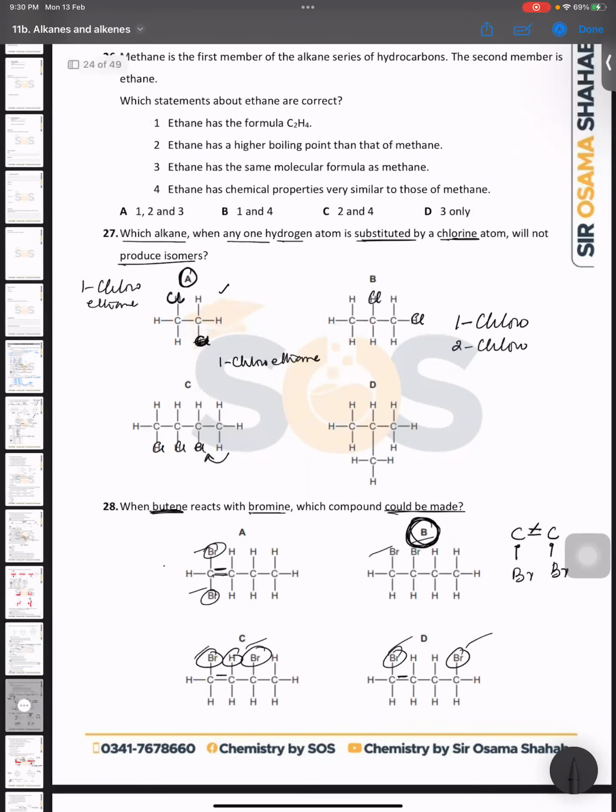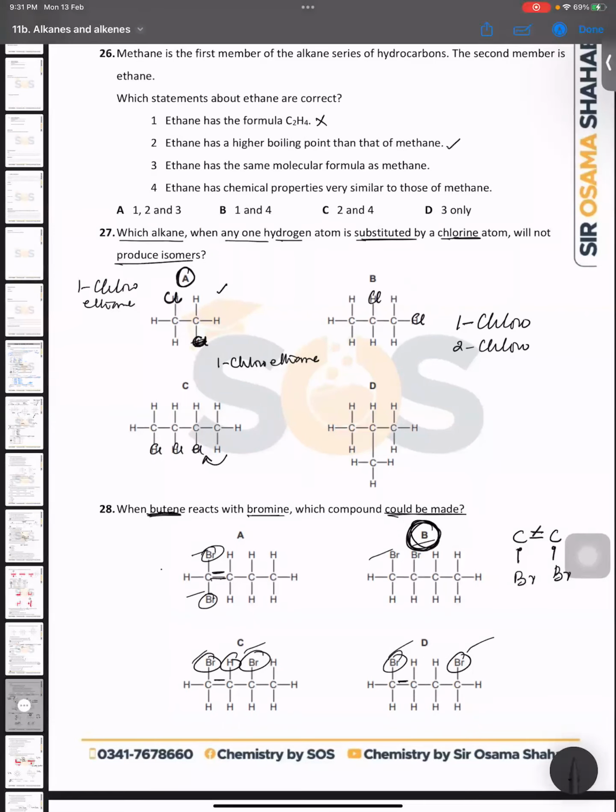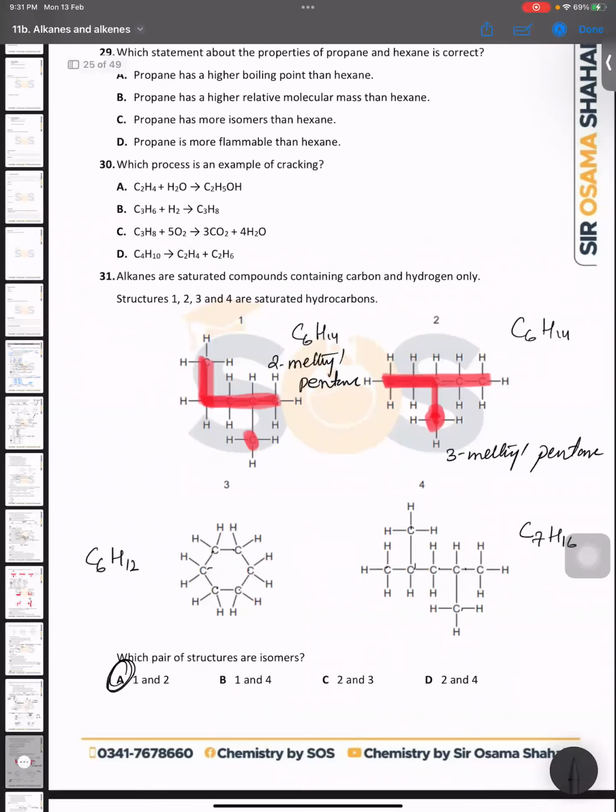Okay. Then here we have question number 26. Methane is the first member of the alkane series of the hydrocarbon. The second member is ethane. Which statements about ethane are correct? Ethane is C2H6, not C2H4. Ethane has a higher boiling point than that of methane. Definitely right. Ethane has the same molecular formula as methane. No. Ethane has chemical properties very similar to those of methane. That is right. So 2 and 4 are the right answers. C would be the right answer. Right. Good job, every one of you.